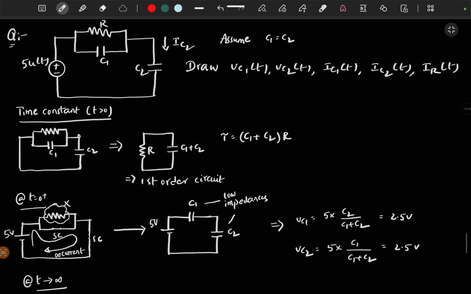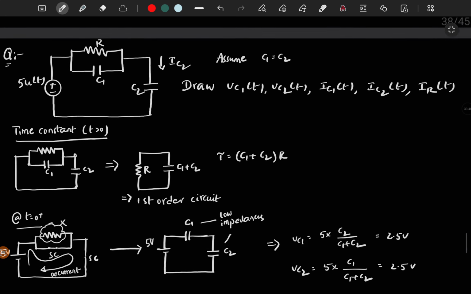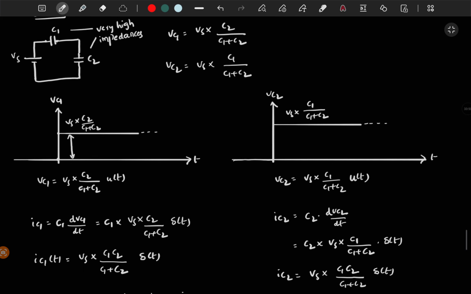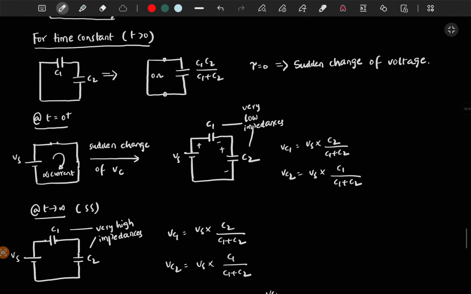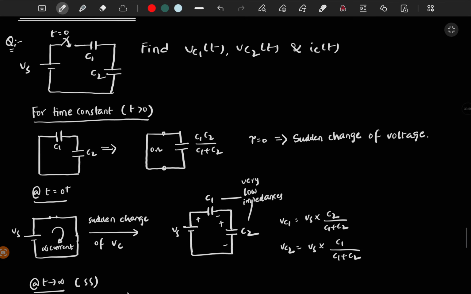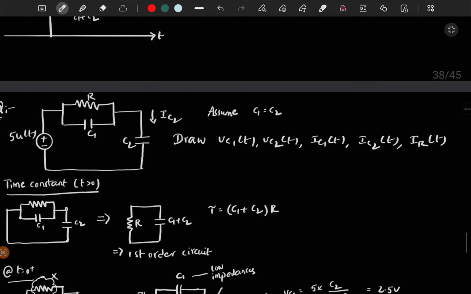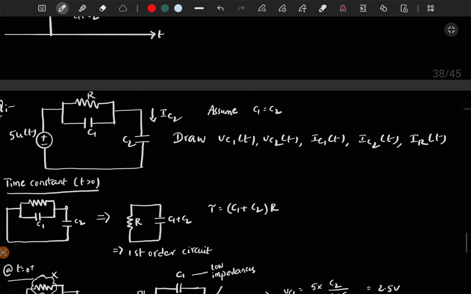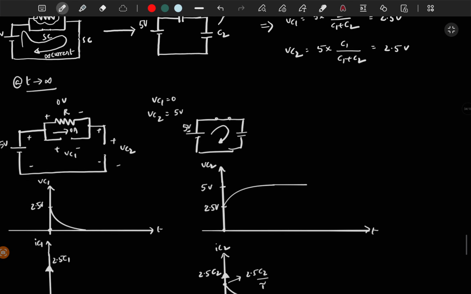Yeah, so this is about this circuit. If you compare with the previous circuit, in the previous circuit we don't have any resistor, right? So that is why we did not get any exponential behavior of the capacitor voltage or capacitor current. But here we have a finite resistor, that's why we got a finite time constant. Even though there is a sudden change of voltage across the capacitors C1 and C2, still it is reaching some other steady state value exponentially. So that is what we got.